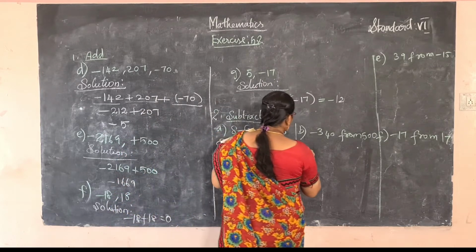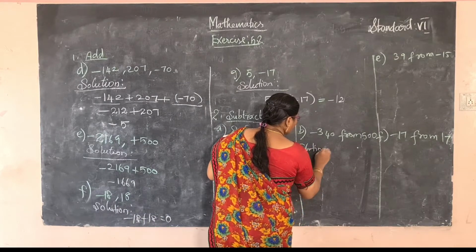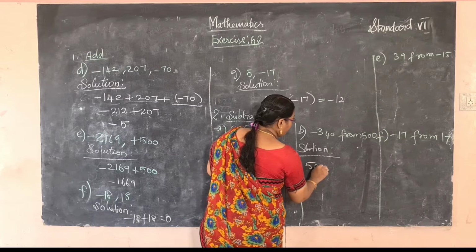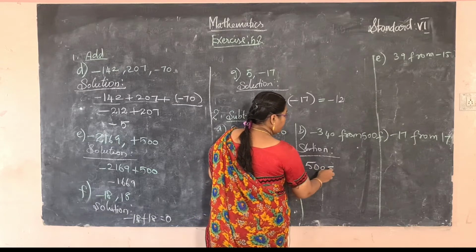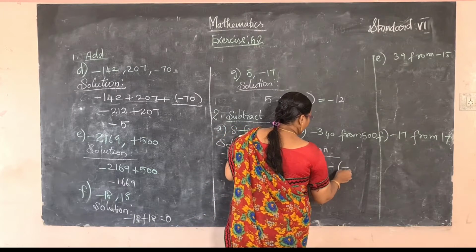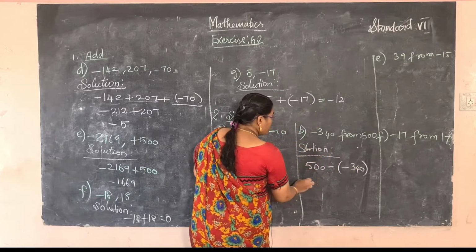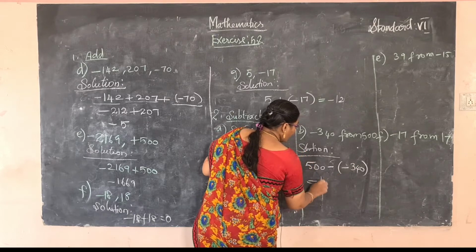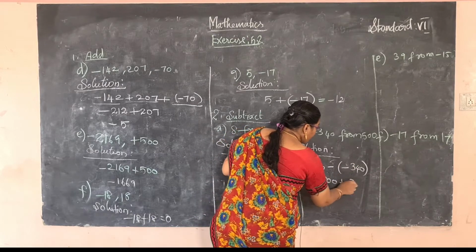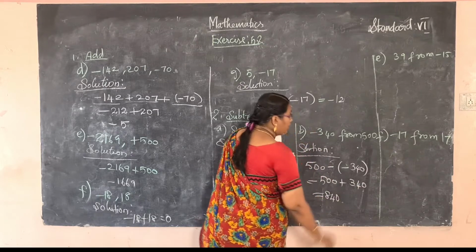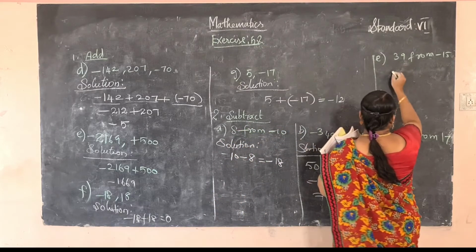And next is the solution. 500 minus, the operation sign, and the number also has a negative sign. So minus into minus is plus. So 500 plus 340. What do we get? 840.